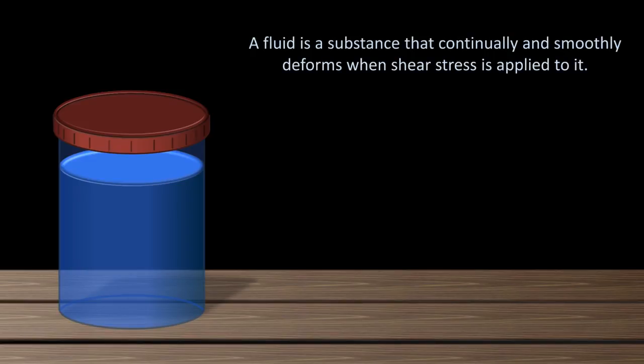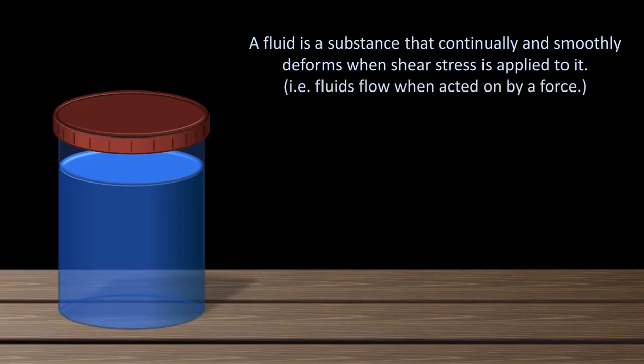So here we have a sealed jar of water, which is the prototypical fluid that I'll be referring back to many times during this course. Before I jump into density, I first want to talk about what makes something a fluid. A fluid is a substance that continually and smoothly deforms when shear stress is applied to it. What exactly does that mean?